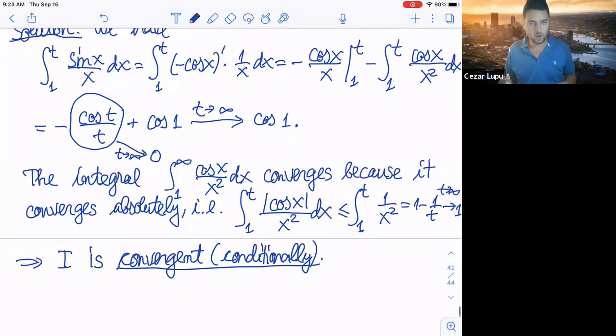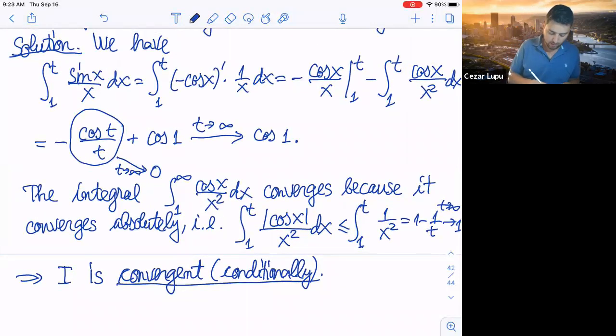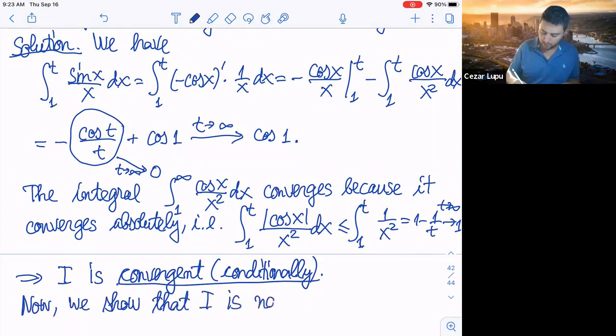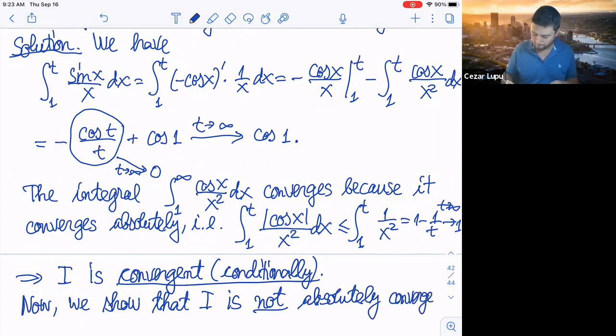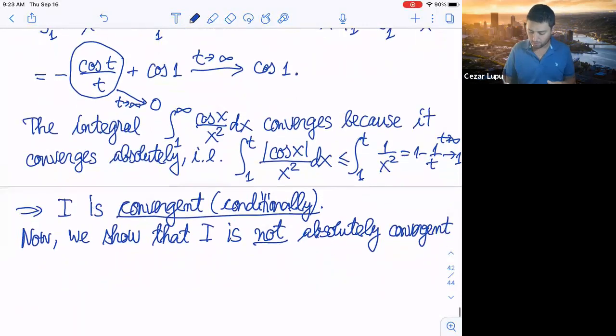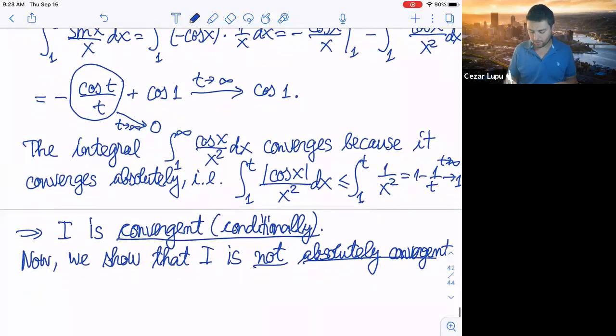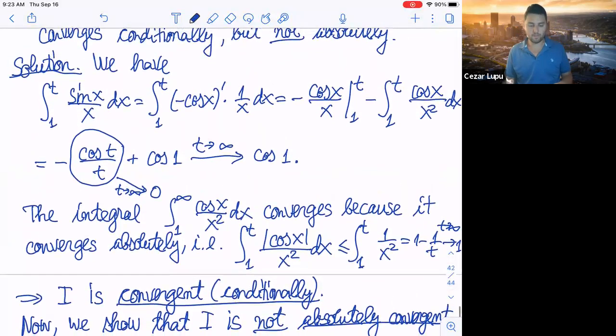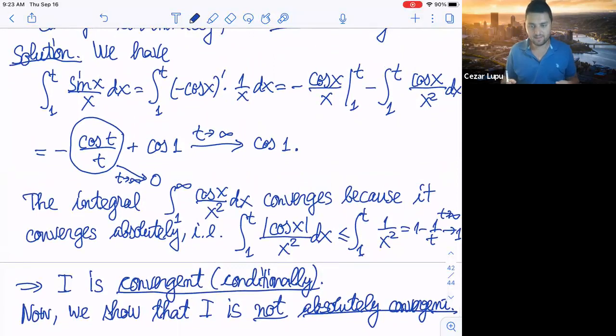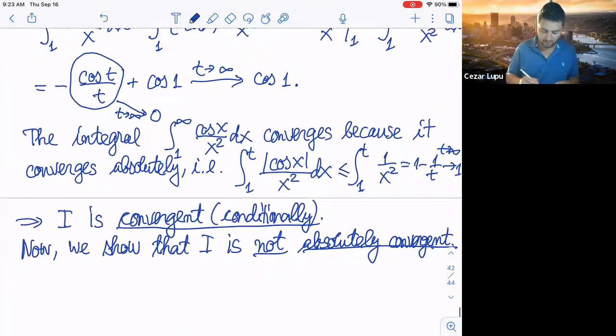Now we show that there is no absolute convergence for my integral. Now we show that I is not absolutely convergent. So we want to show that. The way we're going to do this is in the following way. It's a bit tricky though. So let me just look at this. We're going to look at this integral.